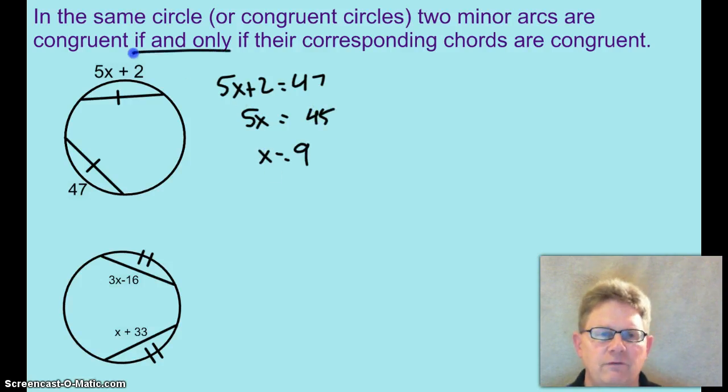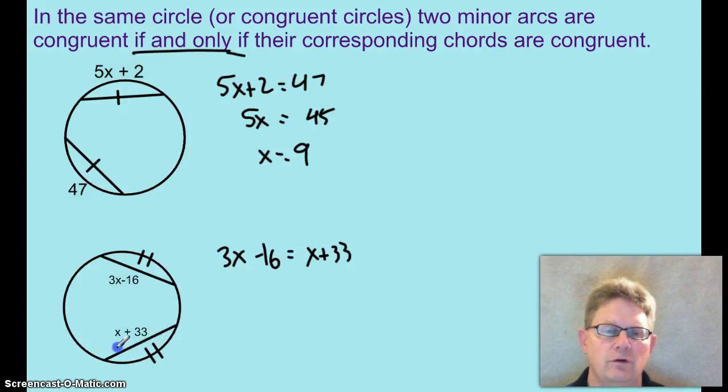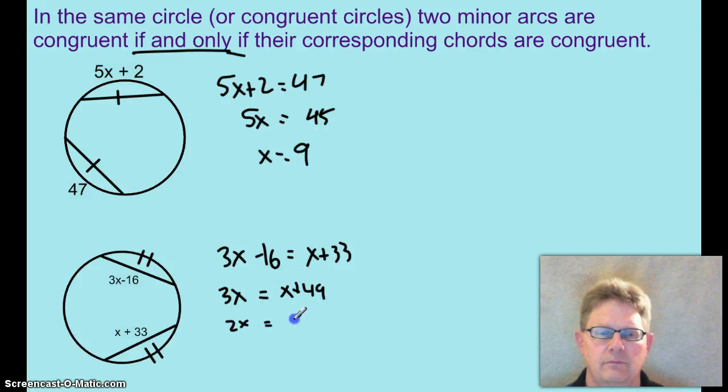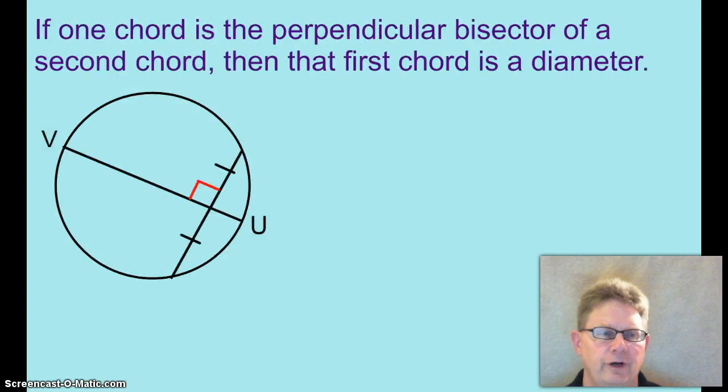But with this if and only if, it could also work the other way. So our equation would be 3x minus 16 equals x plus 33. Since we know the arcs are congruent, then the chords have to be congruent. Subtract 16 from both sides. Add 16 to both sides. Subtract x from both sides. Divide by 2. X equals 24.5. Next theorem, moving right along.